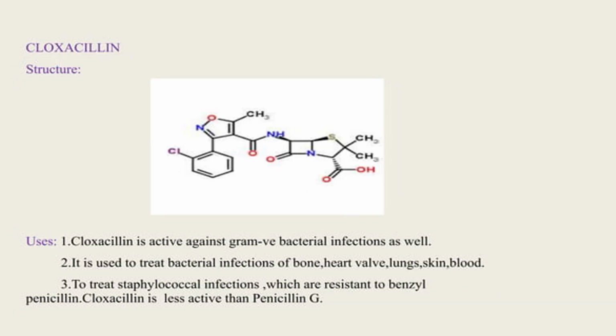Next example is cloxacillin. This has a thiazolidine ring, a beta lactam ring, an acyl side chain and the presence of an aromatic moiety. This is active against gram-negative bacterial infections as well. These are used to treat bacterial infections of bone, heart, lung, skin and blood. They treat staphylococcal infections which are resistant to benzyl penicillin, and cloxacillin is less potent than penicillin G.